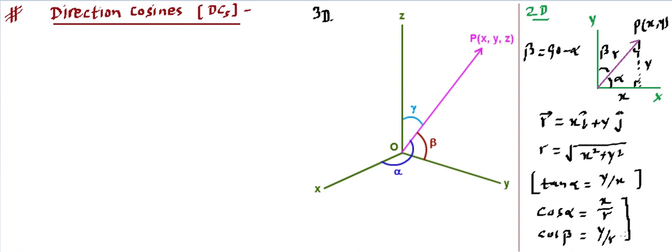So here these things are basically cosine of alpha, cosine of beta. Alpha is the angle with the x-axis, beta is the angle with the y-axis. So this is cosine of alpha, this is cosine of beta. So we can say alpha and beta indicate the directions of vector OP, and cos alpha, cos beta are written as x by r and y by r.